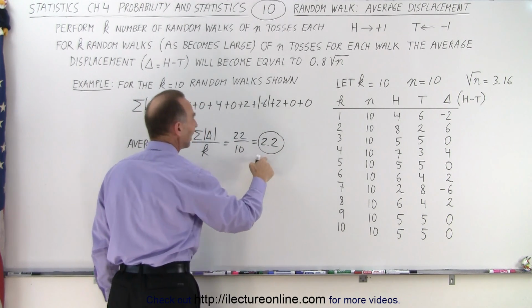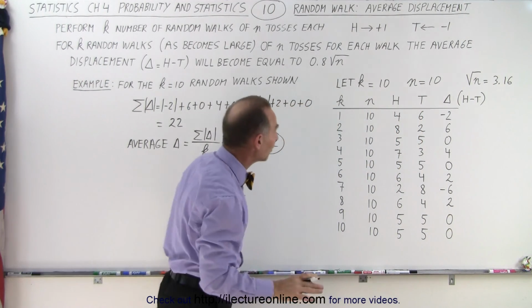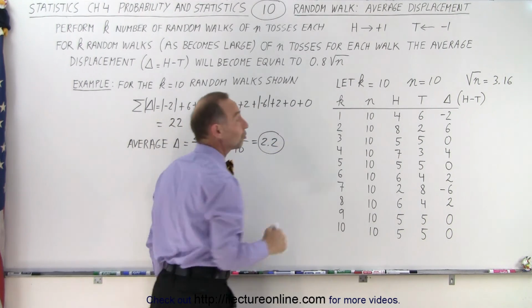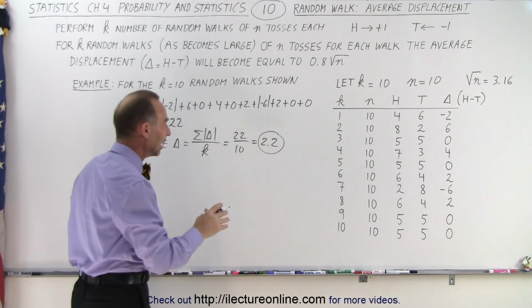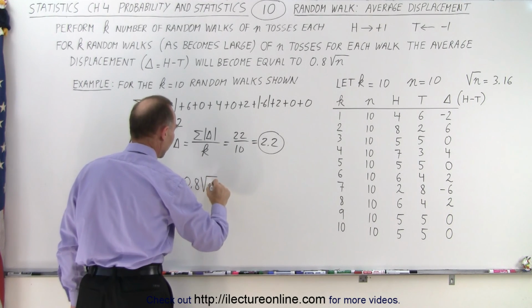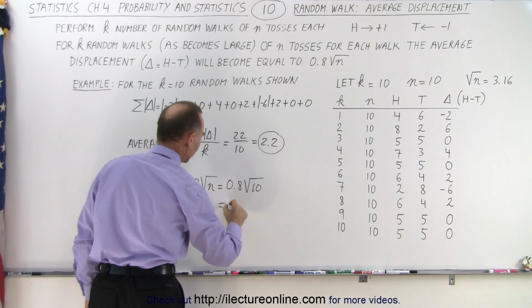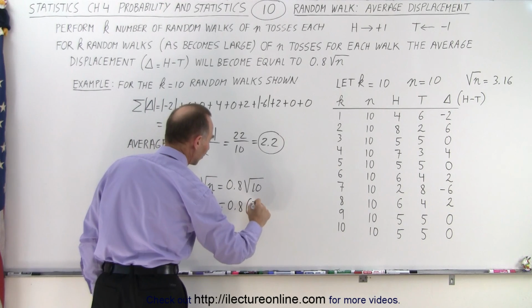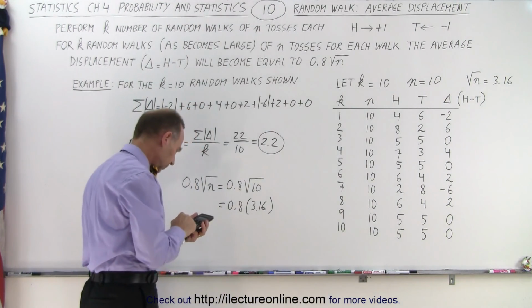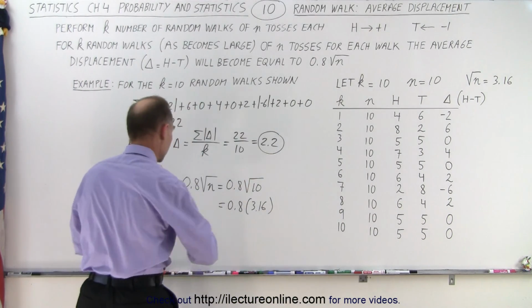Notice that number is smaller than the 3.16, but of course we were expecting it to be smaller, and as k becomes very, very large, we expect it to be 0.8 times the square root of n. So let's find out what 0.8 times the square root of n is. In this case it is 0.8 times the square root of 10, which is 0.8 times 3.16, and let's grab a calculator. That would be equal to 2.53.